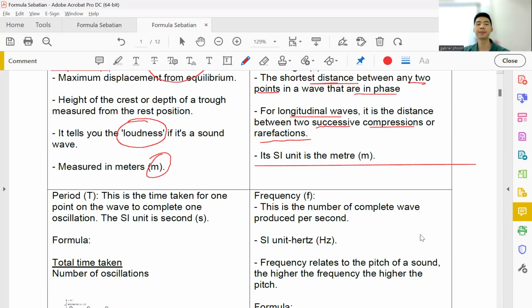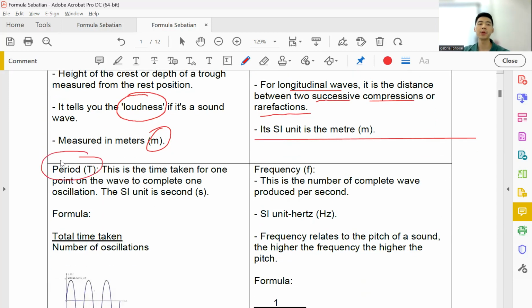Okay, then period is always associated with time. The most common thing for period is basically the menstrual period, right? Which occurs once a month. It's a full cycle, that's why I call it a period. In physics, period, guys, is basically one full complete wave. The time taken for one full complete wave.